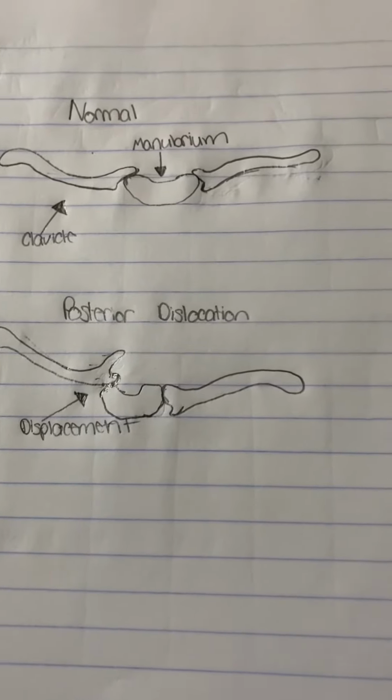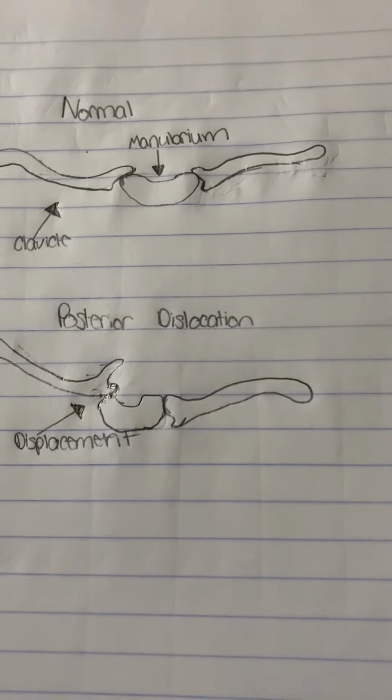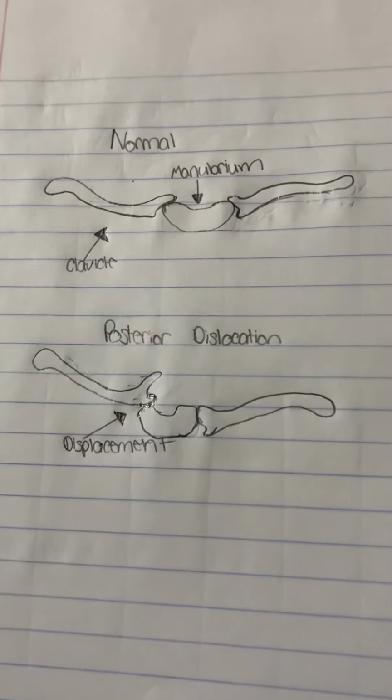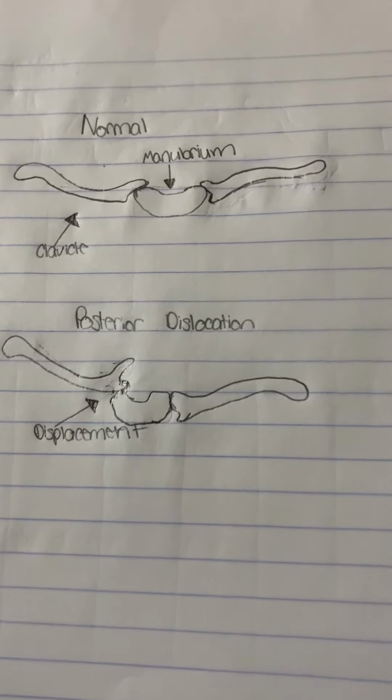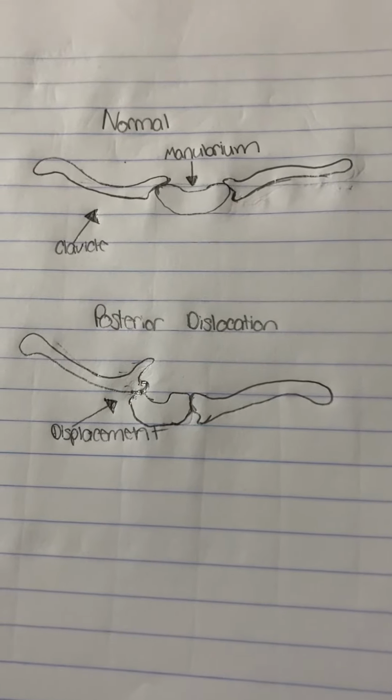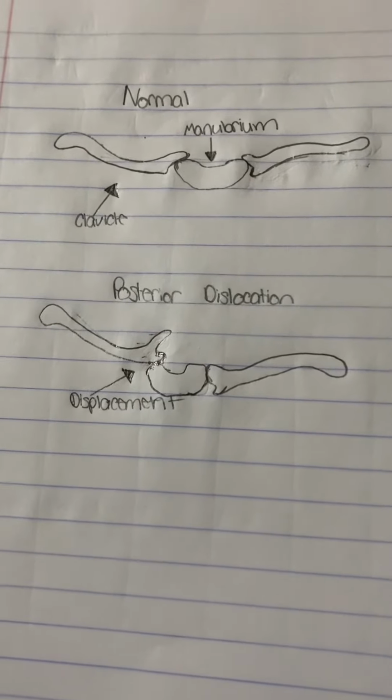And then an indirect example or mechanism of injury would be when force is applied to the shoulder and transmitted medially. And this would just be like falling on an outstretched arm.